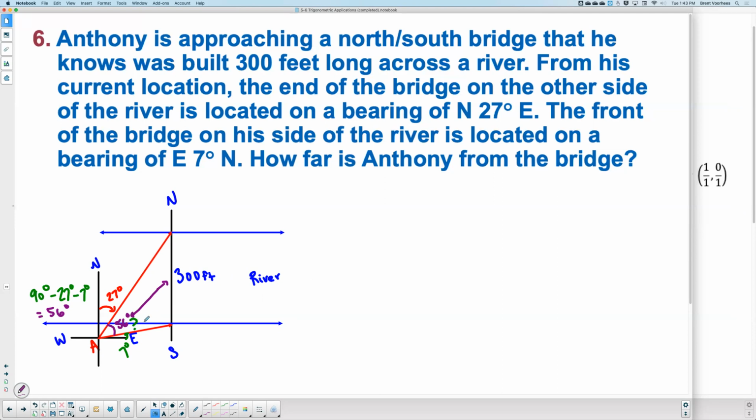So I'm looking for this distance here. To find this distance, if I want to use the law of sines, I need to know that angle up here. So I know I'm going to use the law of sines.